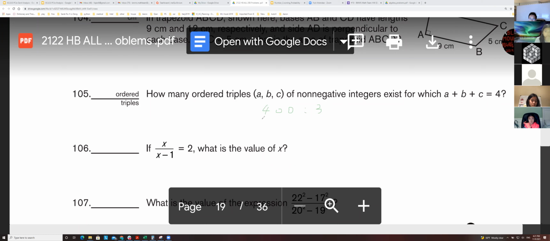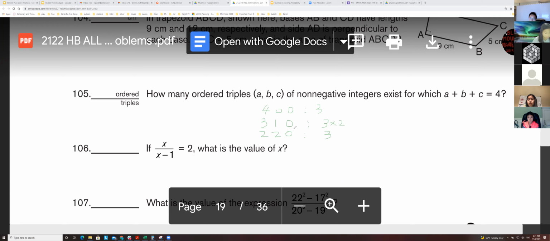What's the second one? 3, 1, 0. So to get this, we pick whoever gets a 0, that's 3 possibilities. Once you get 0, the rest can be either 1, 3 or 3, 1. They can swap, right? So that's 2. And the third one would be 0, 2, 2. Again we just pick 0. All 3 can be 0, so that's 3.